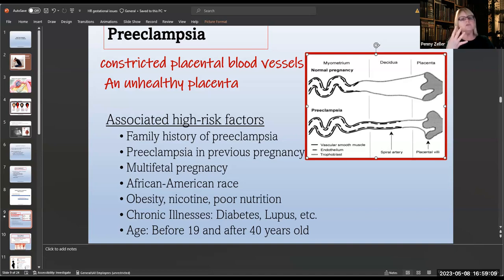So who are the women or the clients that are at risk to develop preeclampsia? African Americans, a family history of preeclampsia, chronic diseases, adolescents, women over 40, a woman who's had preeclampsia in a previous pregnancy, twins, triplets, obesity, nicotine, poor nutrition. All these clients are at risk to develop preeclampsia. So here's another picture.